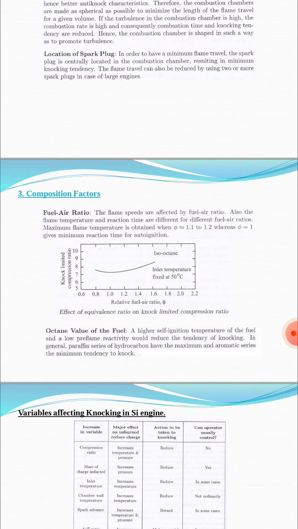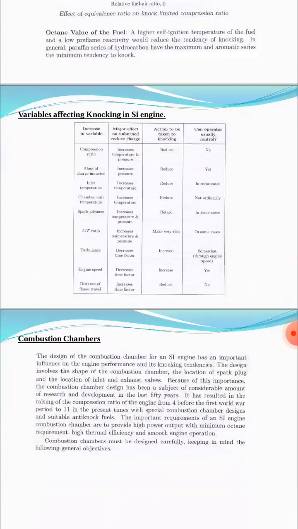Nature and volatility of the fuel. The high self-ignition temperature of the fuel and low pre-flame reactivity would reduce the tendency of knocking. Generally, the paraffin series of hydrocarbons have the minimum, and the aromatic series the maximum, tendency to knock.